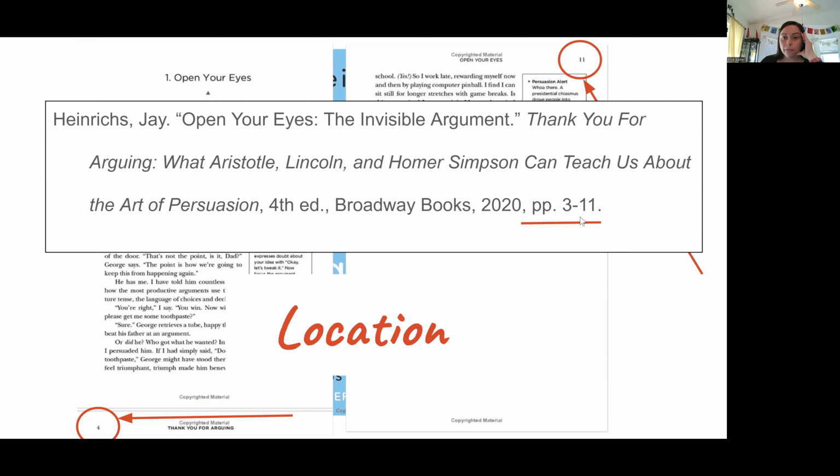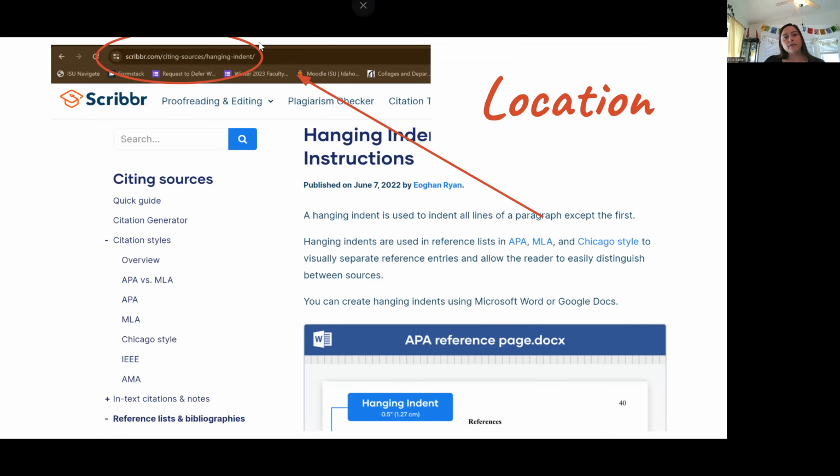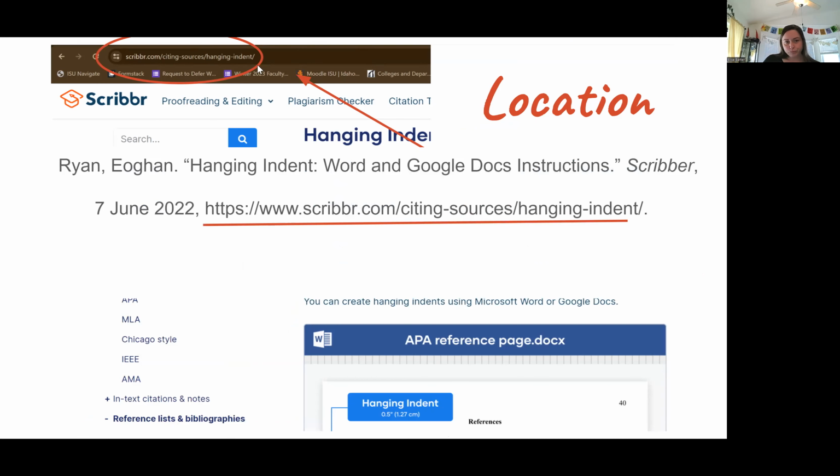Thank you for arguing. When I just did the book itself, the full book, I had ended my citation after the date and did not include page numbers. And so that's one of those little details that might be something that you need to think about. The location for a website is straight from the URL. You can copy and paste it and pop it on in there.